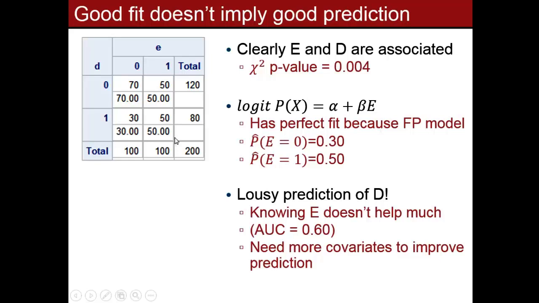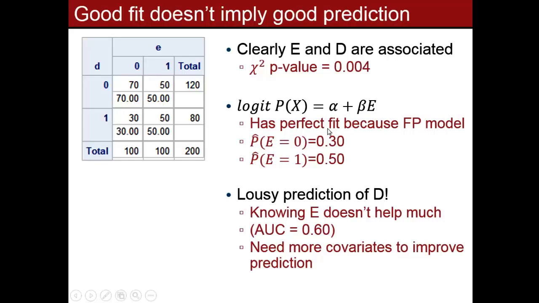Imagine this is all you have. You didn't measure any other confounders. You measured 200 people, you measured exposure and disease, and you fit this model. This model is the fully parameterized model, because you only measured one X variable, you fit the model to it, and it's a perfect fit. So this is a perfectly fitting model by definition.